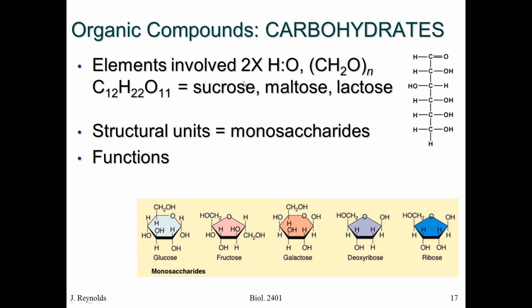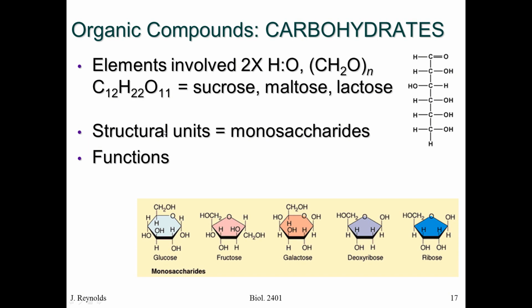Now when you get into the larger carbohydrates, like sucrose, maltose, and so on, you'll notice that it's not exactly 2 to 1 hydrogen over carbon, so don't make that mistake. It's always 2 to 1 hydrogen over oxygen. By the way, this formula of C12H22O11 is the same formula for all 3 of these disaccharide sugars: sucrose, maltose, lactose. The difference is the orientation of the hydrogens and the hydroxyls on the molecule.